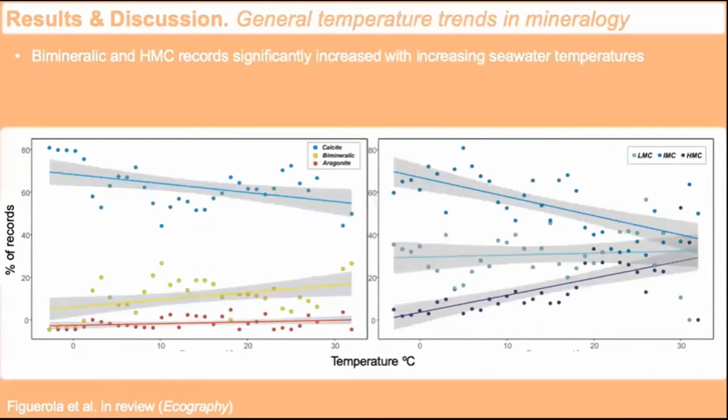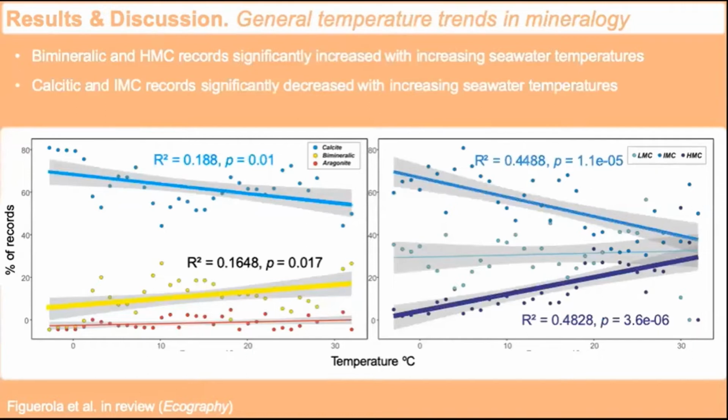When we plotted the data with the seafloor temperature, we found an increase in bimineralic and high magnesium content records with increasing temperature, as we expected. Calcitic and intermediate magnesium content records had the opposite trend.